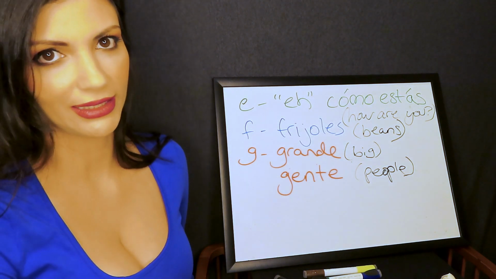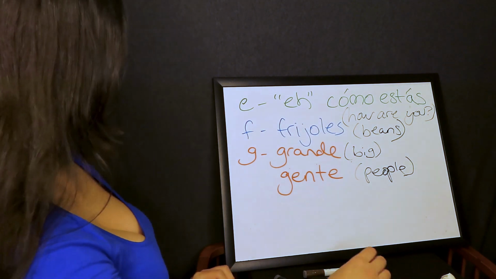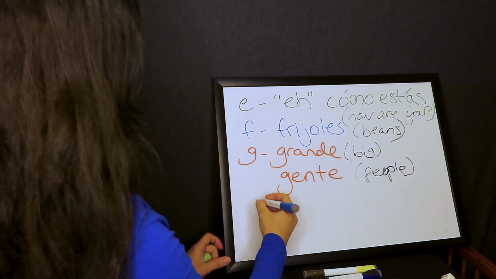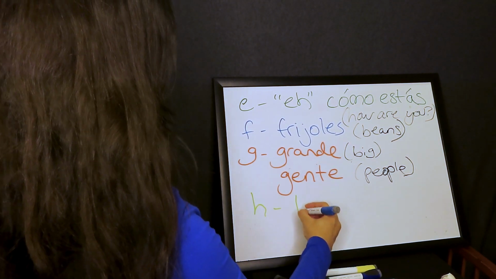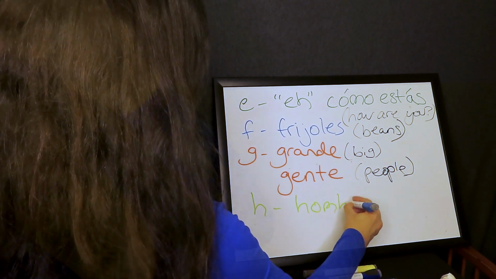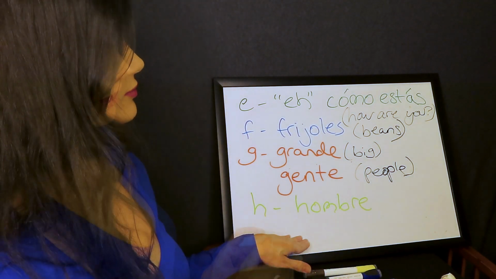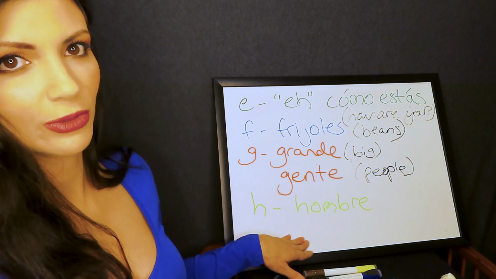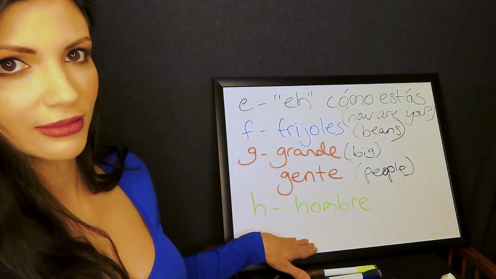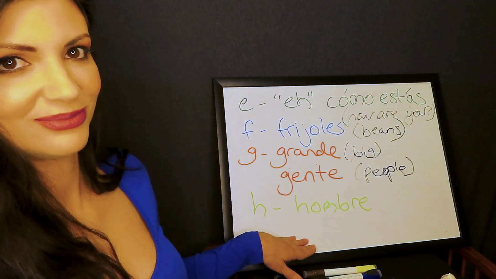H is a silent letter in Español. So, for example, this word is hombre, not hombre. Hombre.